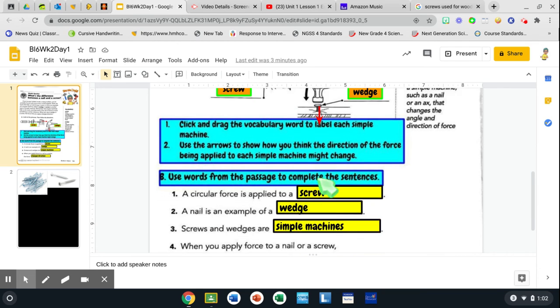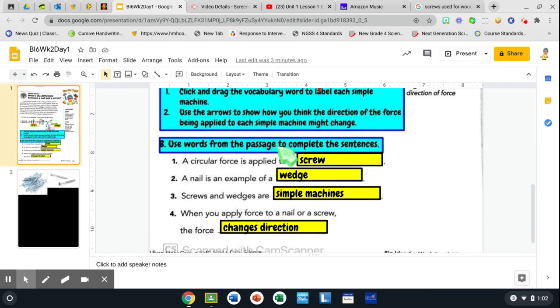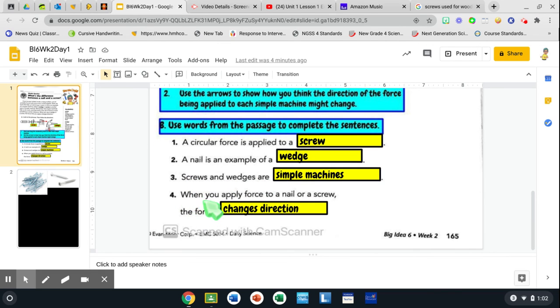Says on part B, use the words from the passage to complete the sentences. On number 1, a circular force is applied to the screw. Number 2, a nail is an example of a wedge. 3, screws and wedges are simple machines. Number 4, when you apply force to a nail or a screw, the force changes direction.